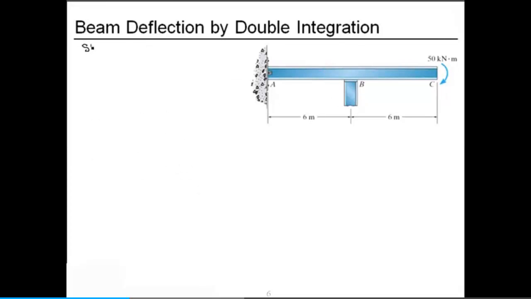Now we're ready for step 3, the moment equations. We'll need a new equation after each reaction, concentrated force, start or stop of distributed load, or applied couple moment. So in the case of this problem, we're going to need two equations for this structure. We'll have an equation in the range of x1, which will run from A to B, and we'll have an equation in terms of x2, which will run from B to C.